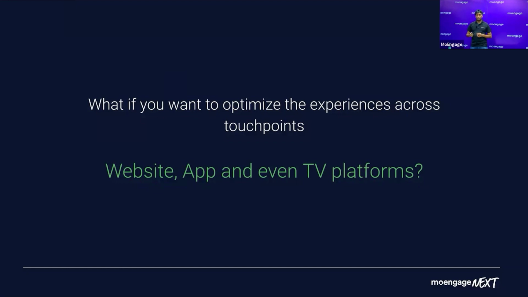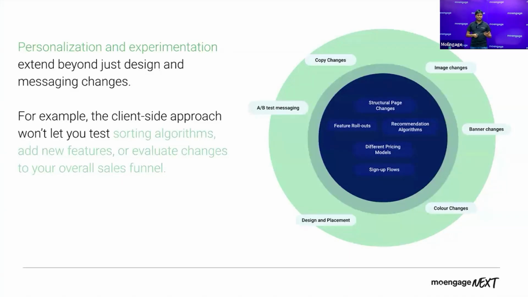And what if you want to do experimentation and personalization beyond just design elements, beyond banner changes and image changes? What if you want to really experiment with changing your navigation? Or what if you want to change the overall checkout flow from 3 steps to 2 steps? What if you want to change your sorting pages and even recommendation models and so on, right?